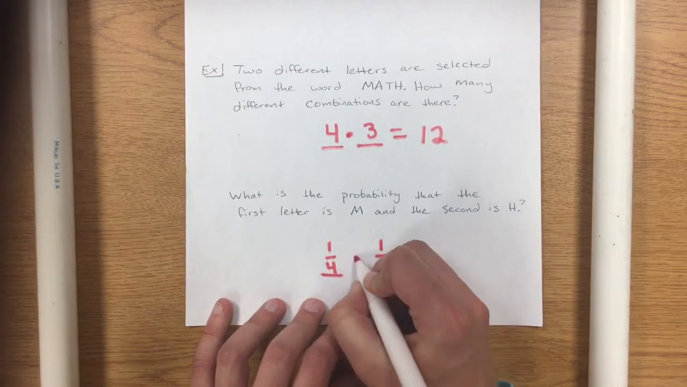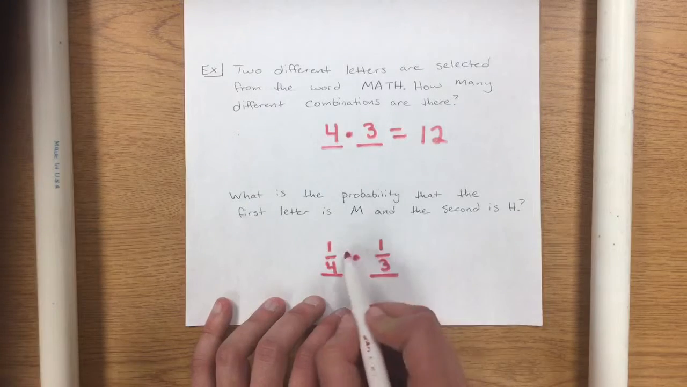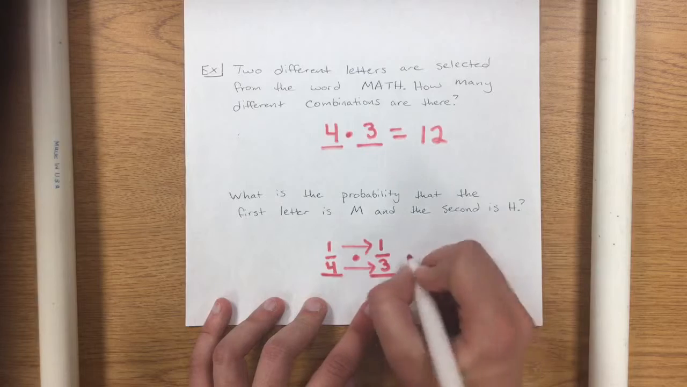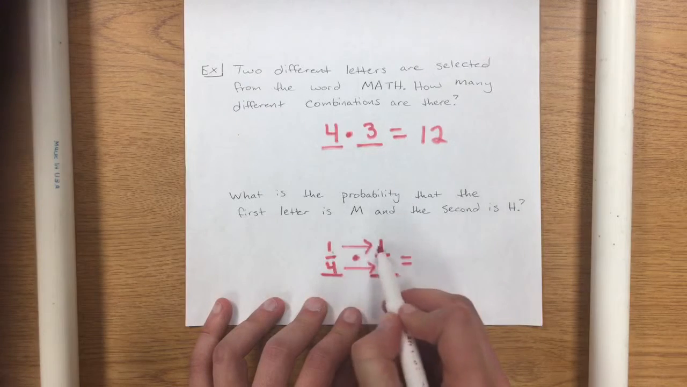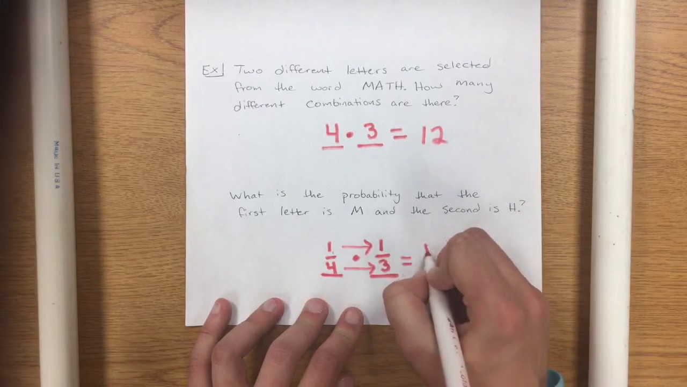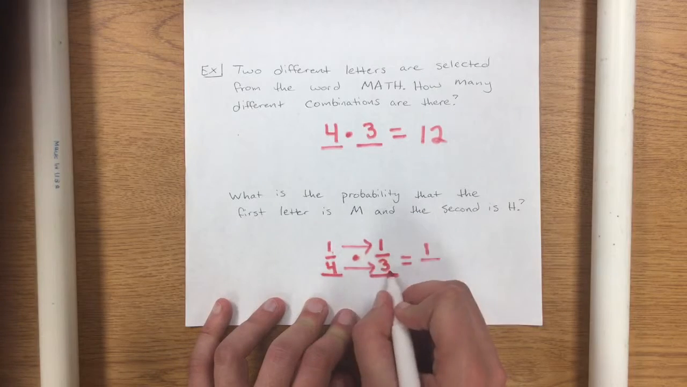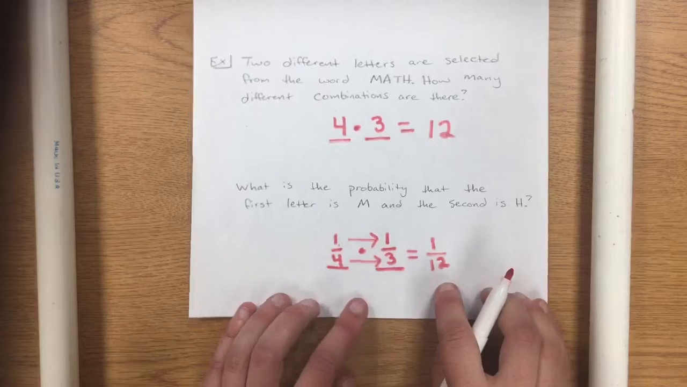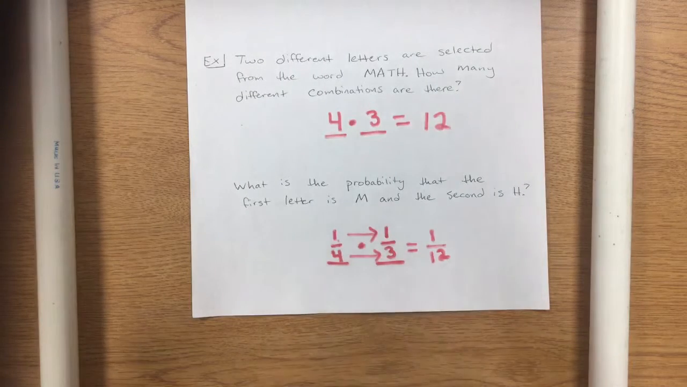So now we need to multiply these. We're multiplying fractions. We go straight across the top, straight across the bottom. So 1 times 1 is what? 1. And 4 times 3 is what? 12. So the probability that the first letter is M and the second letter is H is 1/12.